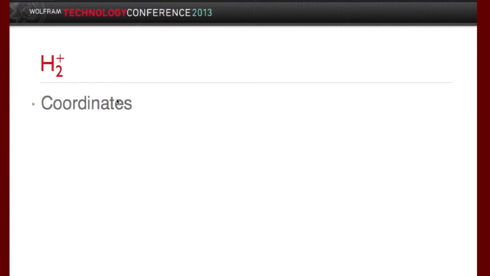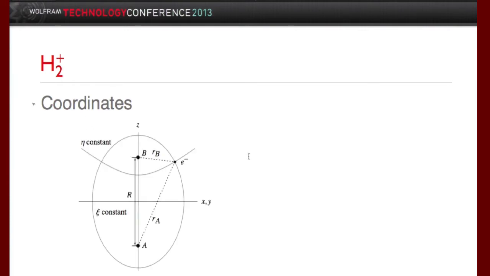Well, that's a very quick review of hydrogen. What about the hydrogen molecular ion? Well, we set up a system of coordinates for solving this, and we use these confocal elliptic coordinates.